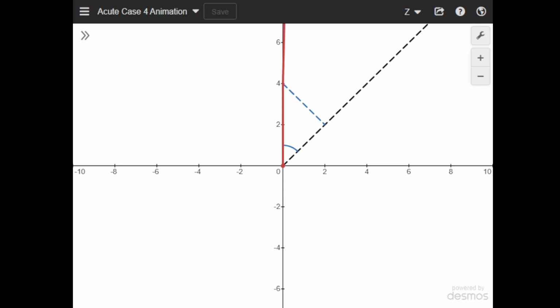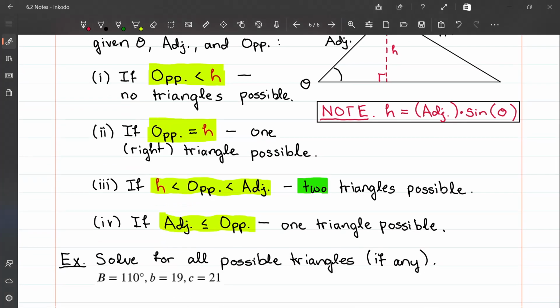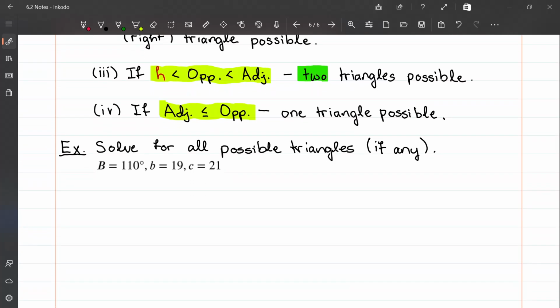Okay, now that you've actually seen what it looks like to have this data in front of you represented physically, or visually, I guess as the case may be, let's go ahead and work on some exercises to drive this information home. We'll return to our notes, and we'll get cracking on some problems. Scrolling down the page, we have our very first exercise. Solve for all possible triangles, if any. We know that the given angle B is 110 degrees, little b is 19, and c is 21.